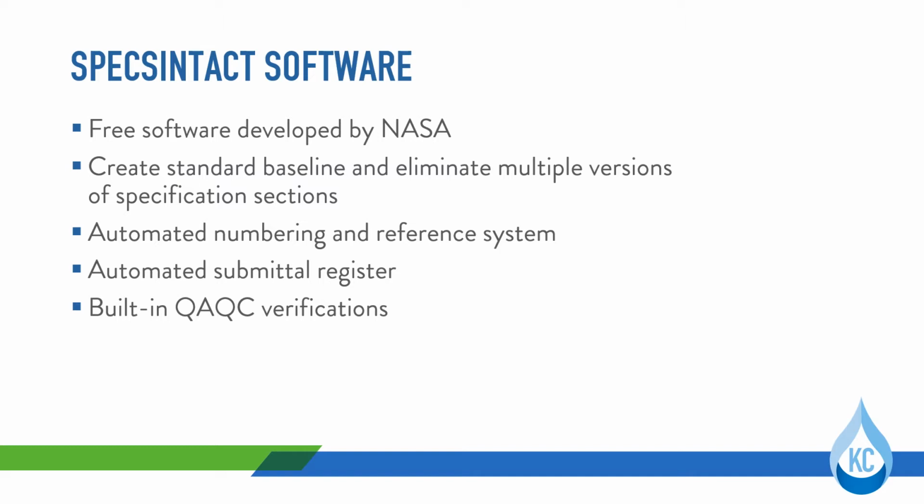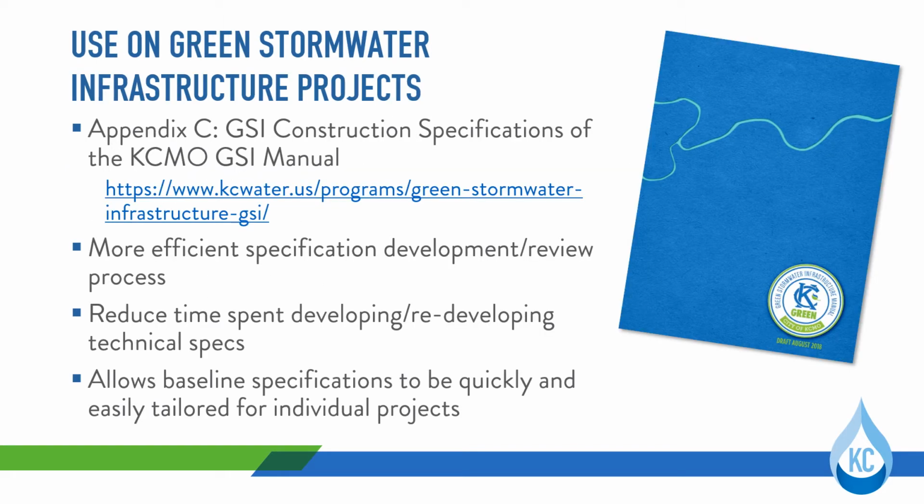Stormwater Infrastructure specifications. So as you probably could have guessed by now, the SPECSINTACT software was used to develop the Green Stormwater Infrastructure construction specifications that are housed in Appendix C of the Green Stormwater Infrastructure Manual. A common issue observed during the initial Green Stormwater Infrastructure projects was discrepancies between quote-unquote standard specification sections. Because of this, significant time was spent reviewing, compiling, revising, and re-revising the city standard specs for every single project.